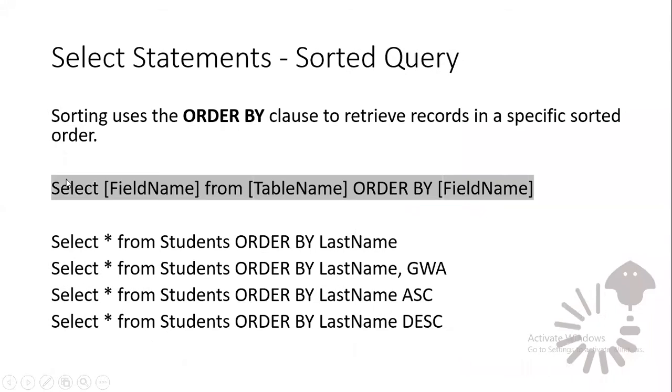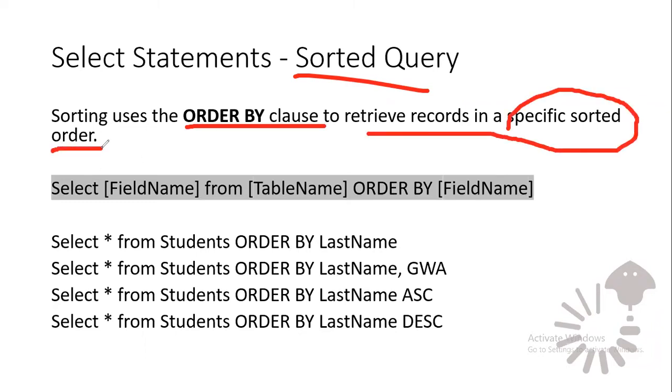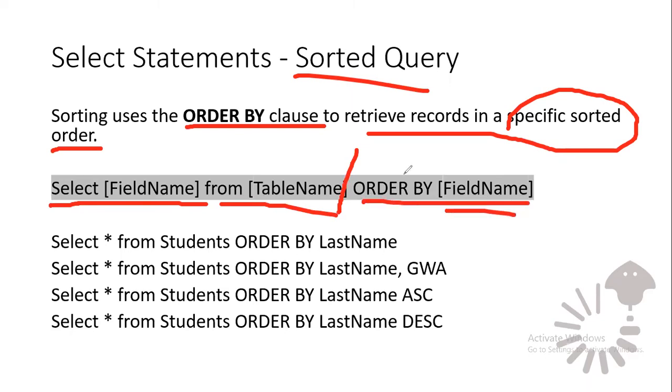We also have sorted query. From the word sorted, ang ginagawa niya is sort, to arrange in a particular manner. Sorting uses the ORDER BY clause. So we have FROM clause, WHERE clause, ORDER BY clause to retrieve records in a specific sorted order. Pagsusunod-sunod rin niya. Syntax is select field name from table name. Again, the basic. Order by field name. Pwede magkasama yan.